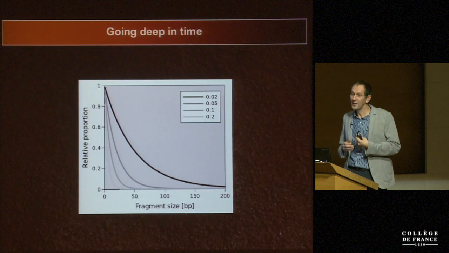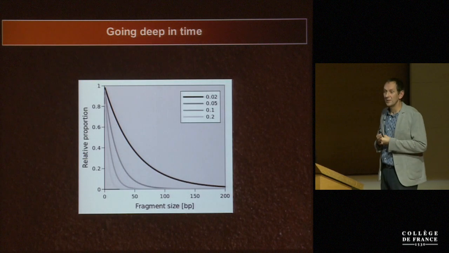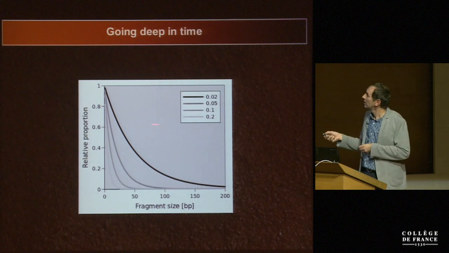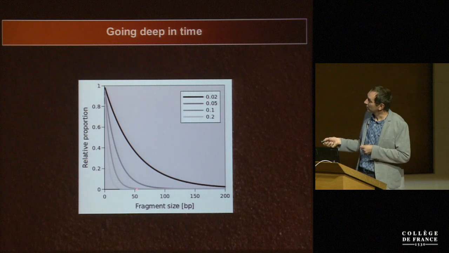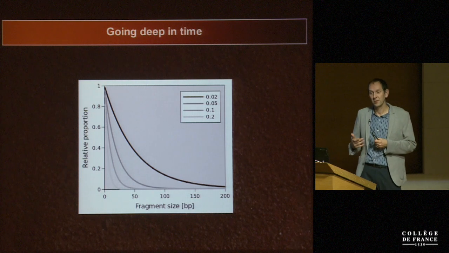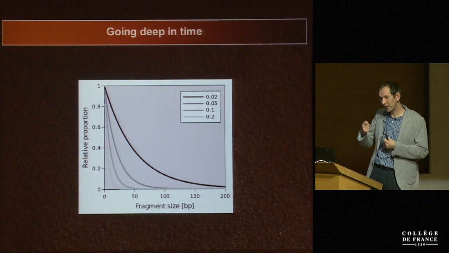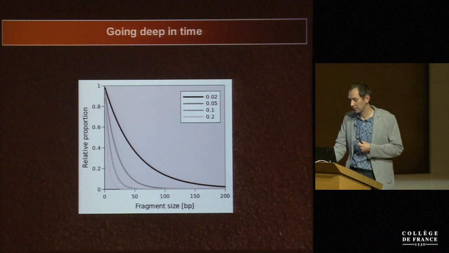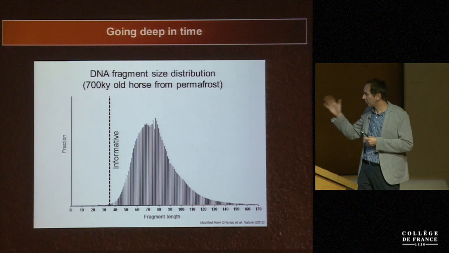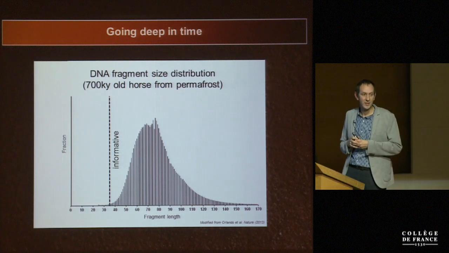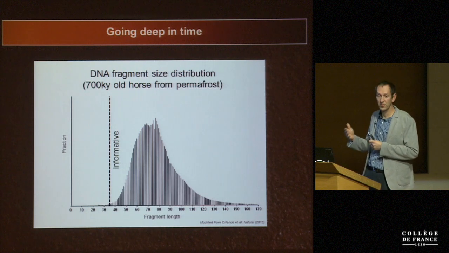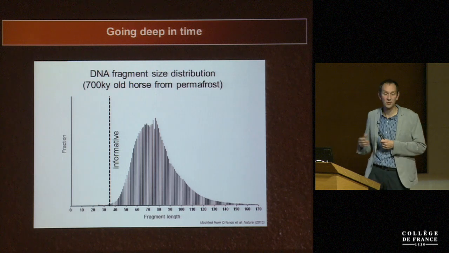Now, if you want to go back in time, as I've shown you before, the single biggest problem is DNA fragmentation. If you have more and more DNA damage, your fragments are shorter and shorter. So obviously, one technical challenge you have to solve is that you have to be able to sequence very short DNA fragments. And then you can ask, how good are we at doing this? This is the world record holder in ancient DNA sequencing, a horse genome from the permafrost, 700,000 years old, sequenced by a group in Copenhagen.